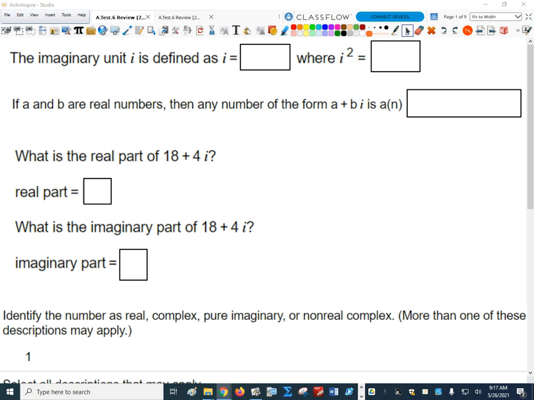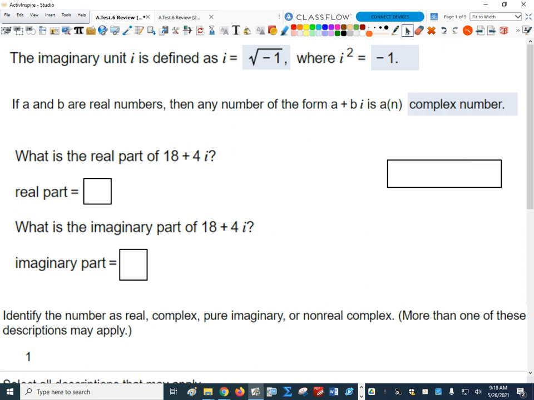Okay, so real quick, let's zip through this. So the imaginary unit i is defined as what? Square root of -1. There you go. i squared is equal to -1. If a and b are real numbers, then any number in the form a plus bi is called what? A complex number.